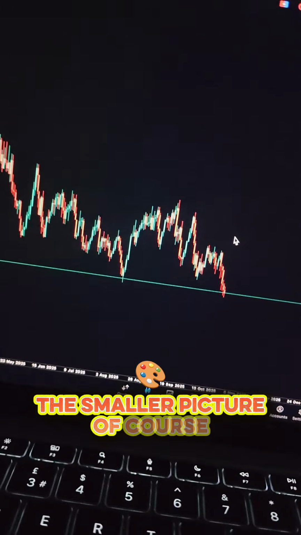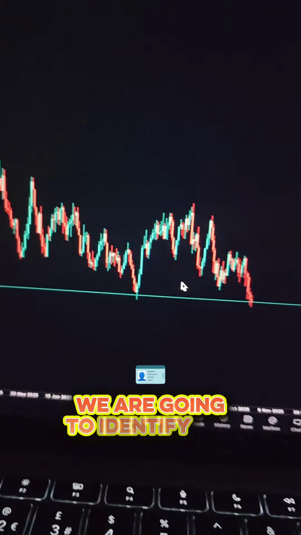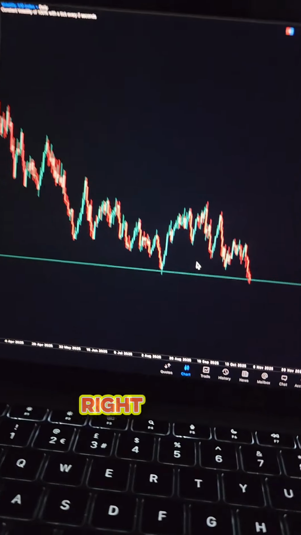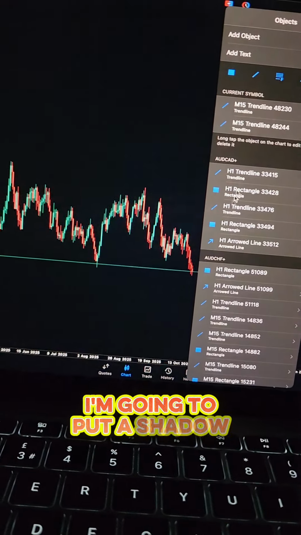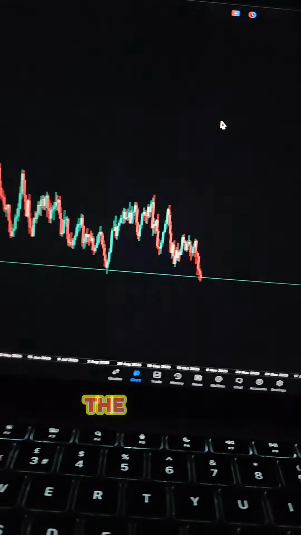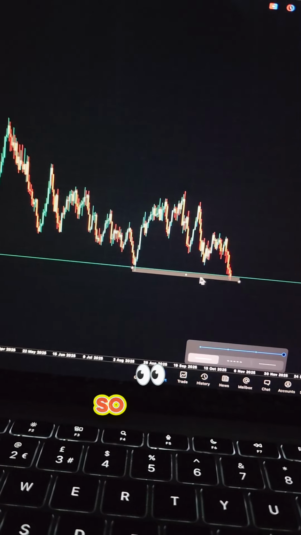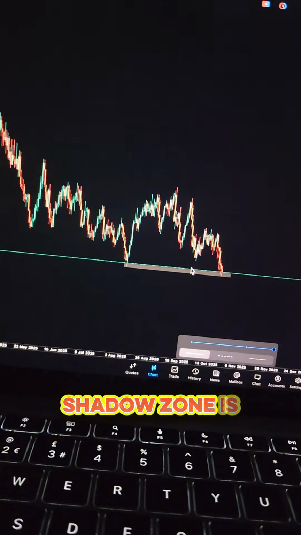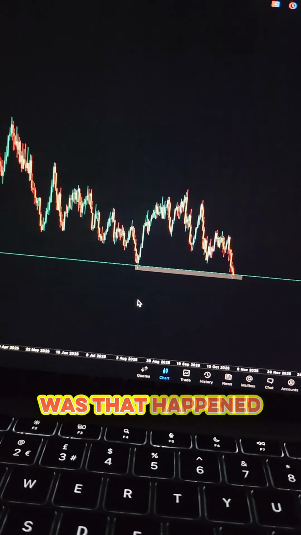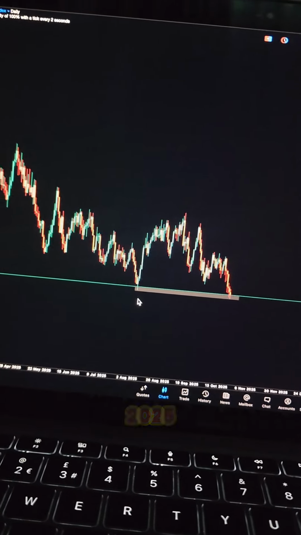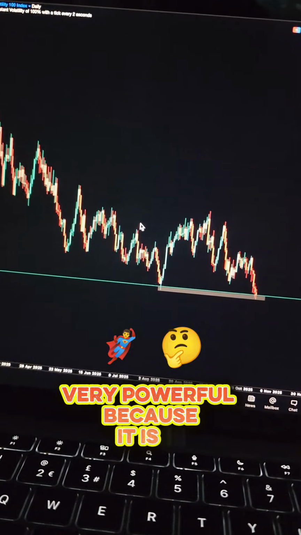in the smaller picture, of course. So what we are going to do right here is, first of all, identify the major areas of confluence, right? The first one we have, I'm going to put a shadow zone marking the area of confluence, that is the major one right here. As you can see, this shadow zone is showing a support that happened on the 2nd of August in 2025. This one is very powerful because it is in the daily time frame.